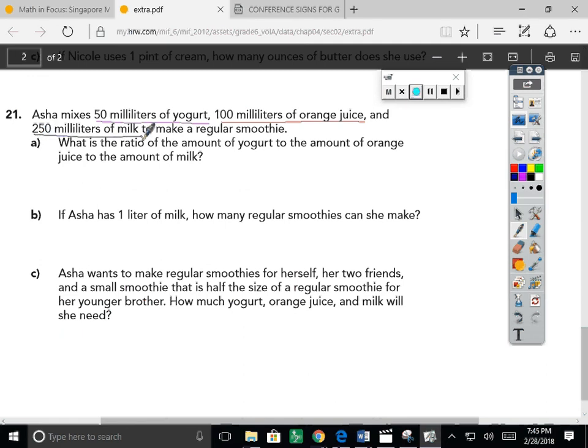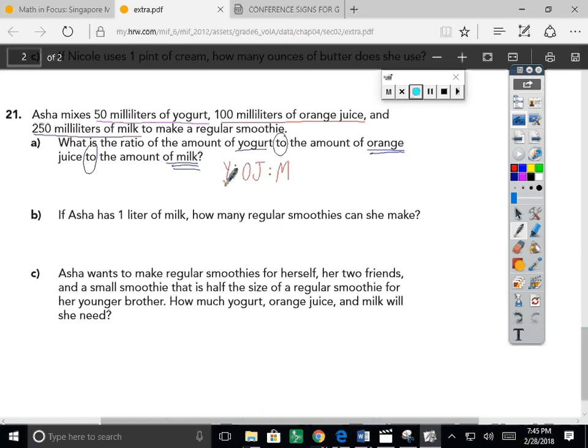All right. It says, what is the ratio of the amount of yogurt to the amount of orange juice to the amount of milk? I tried my coding strategy in this question. I haven't really done that before. I kind of like it. I noticed that yogurt came first, orange juice came next, and last they asked for milk. So let's go ahead and write these out in order.